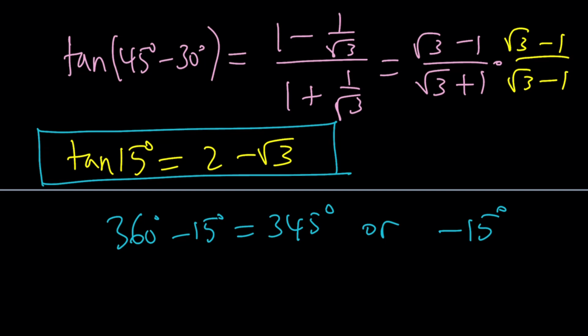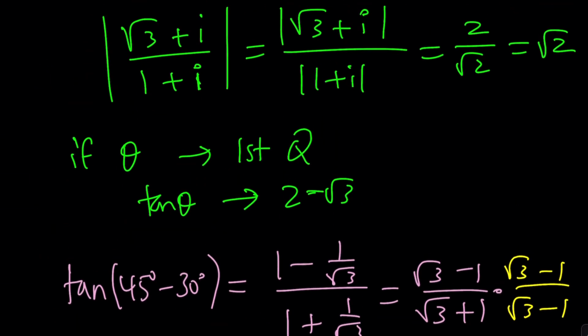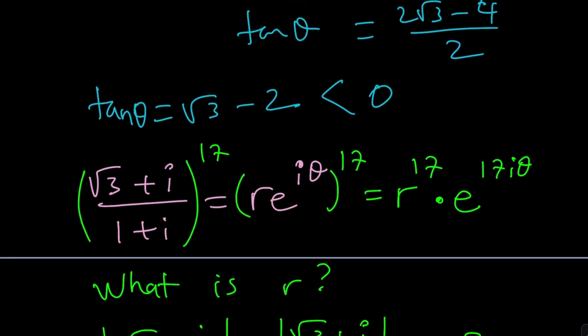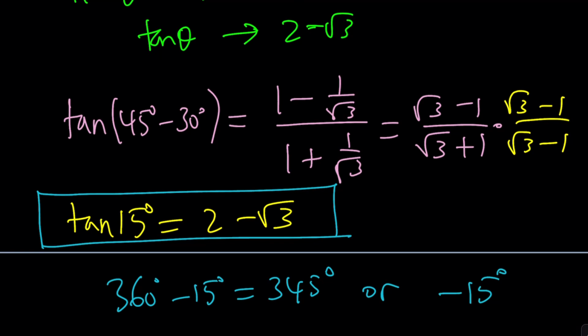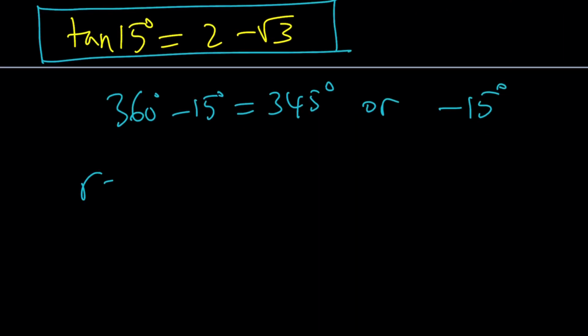So here's what we're going to do. Remember, we're supposed to raise this to the 17th power and multiply the argument by 17. But we already know R, don't we? R is root 2, and theta is negative 15 degrees. Wait a minute. How do you raise negative 15 degrees, or I can write it as negative pi over 12, right? How do you raise it to the 17th power? Easy. You're just going to multiply by 17, right? So we get the following.